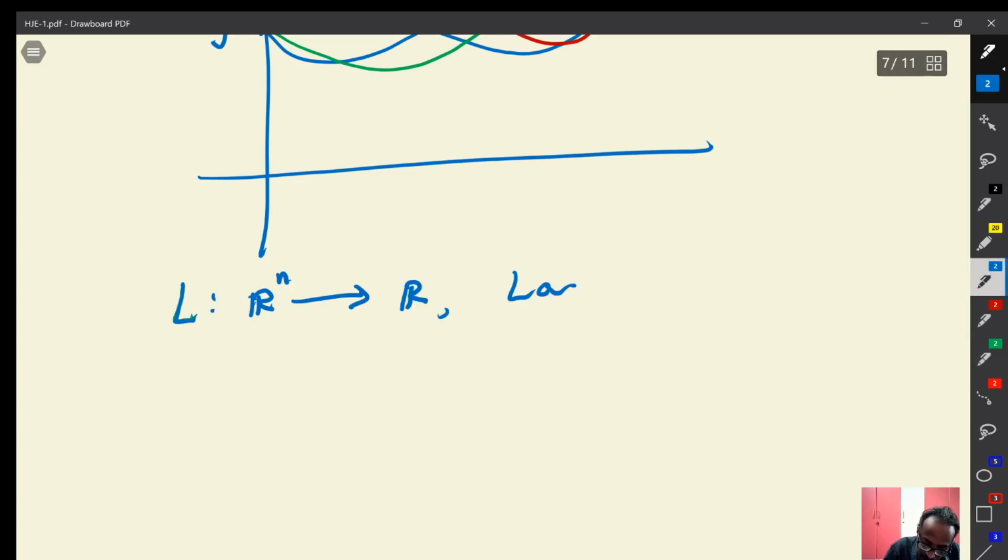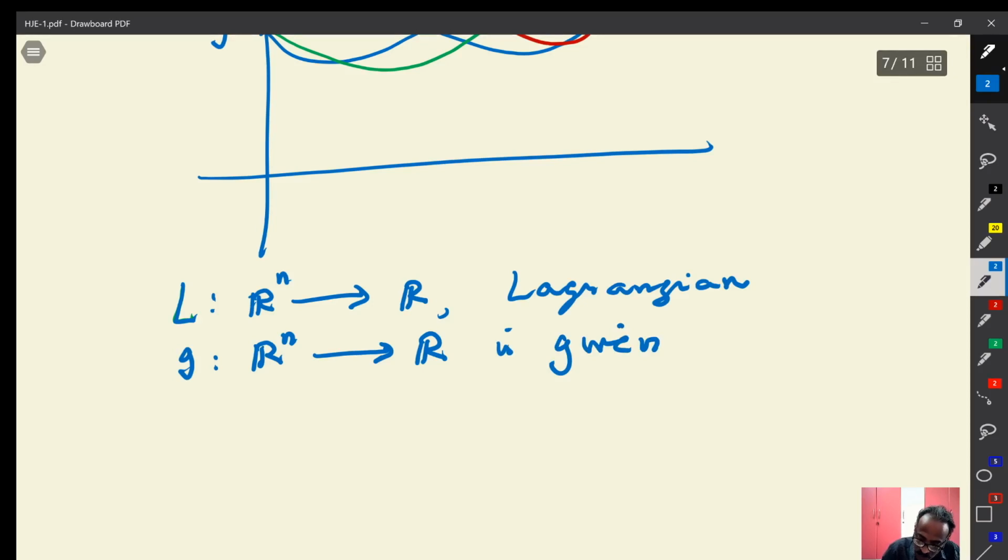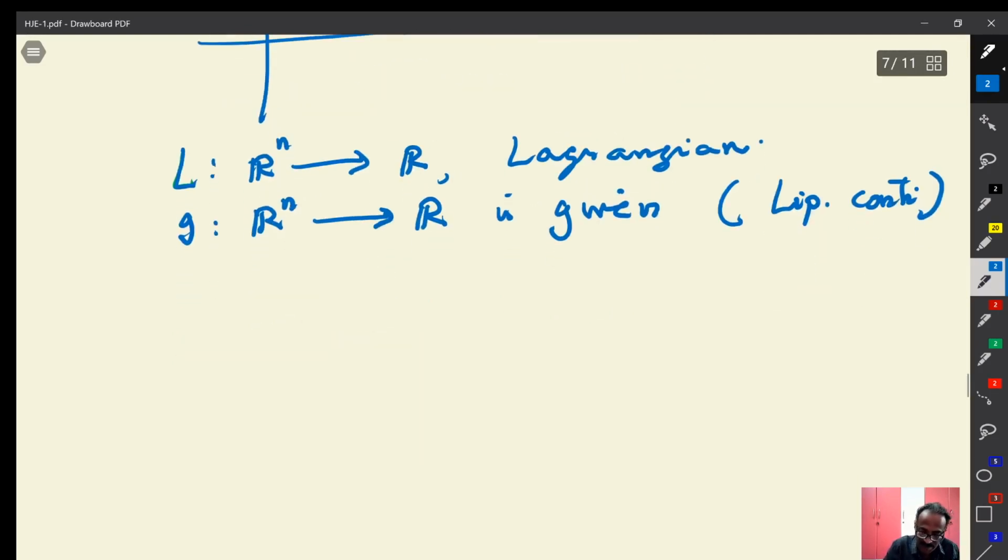You will see why it is called Lagrangian later in classical mechanics. This is nothing but the difference of kinetic and potential energy. And G from Rn to R is given. These two are given. You will have conditions, basically Lipschitz continuity for the given functions. But here you need more conditions, which we will come to when we put in assumptions. So this is given to you.